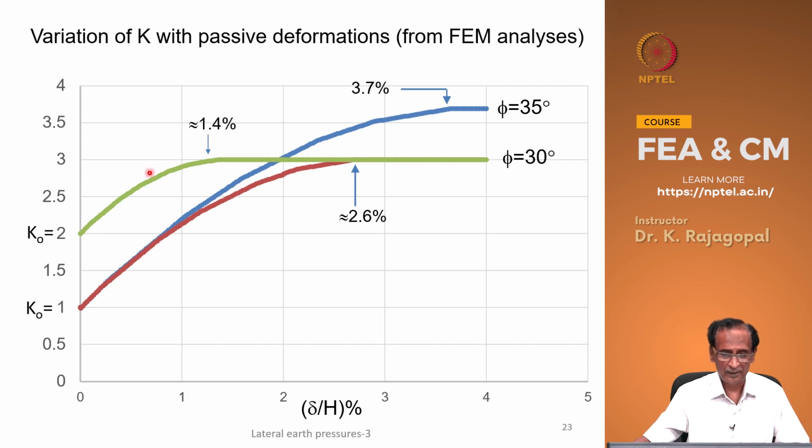The Kp is 3. When your initial K0 is 1, you require a deformation of almost 2.6%, but when your K0 is 2, you require only 1.4%. You see the drastic reduction. That is because your initial stress state itself is closer to the passive pressure state, and when friction angle is 35 degrees and K of 1, you require about 3.7% of the wall deformation to reach the passive state.